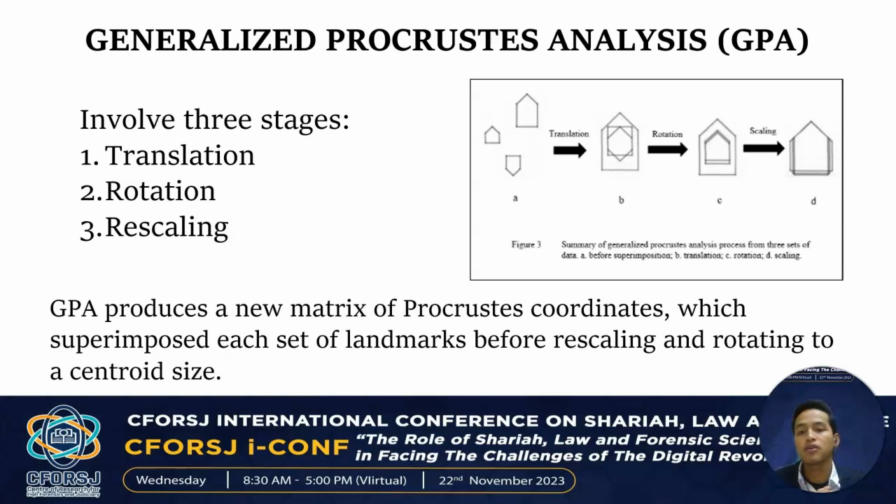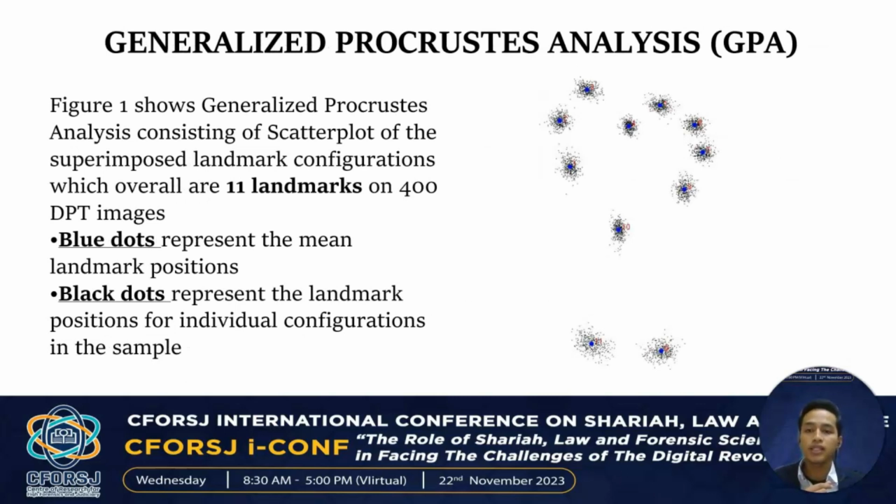For the GPA, it involves three stages: translation, rotation, and rescaling. The GPA produces new Procrustes coordinates, which superimpose each set of landmarks before rescaling and rotating into the central size. In Figure 1, on the right, we can see the consistency of the scatter plot of the superimposed landmark configuration, with 11 landmarks on 400 DPT. The blue dots represent the mean landmark positions, while the black dots represent the landmark positions for individual configurations in the sample.